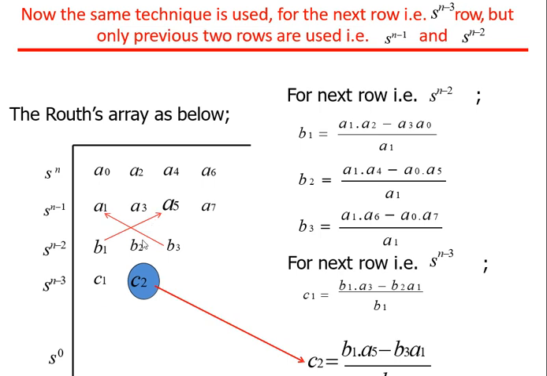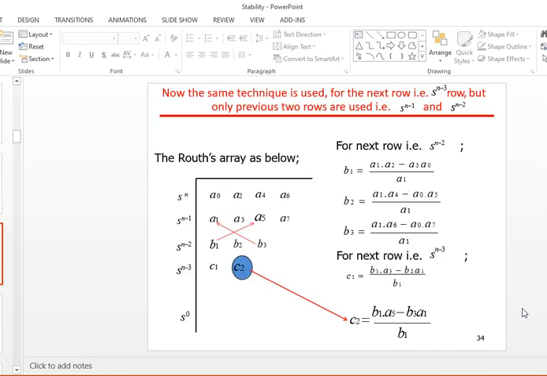Now the C2 is, again, I think it is not visible to you, so let me show that. Here, C2 is equal to B1 into A5 minus B3 into A1, divided by B1. I think up to this it is clear now.